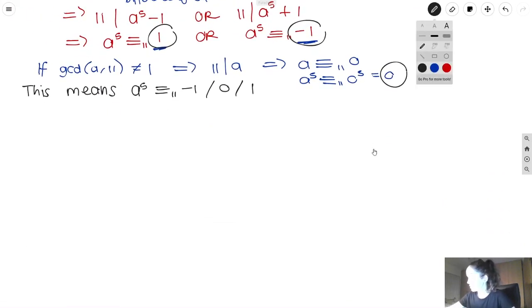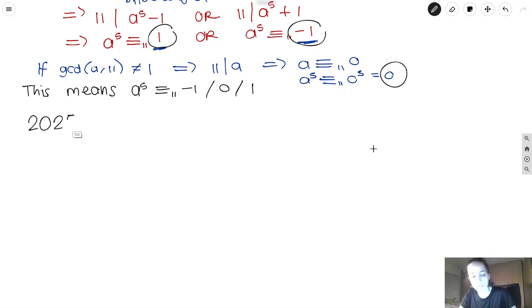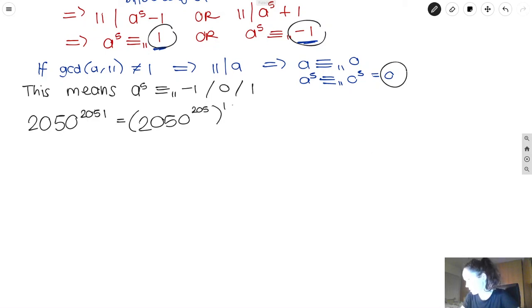So let's look at the original number again. They asked for 2050 to the power of 2051, which is equal to 2050 to the power of 205 times 10, times 2050. So just using basic exponent rules, 205 times 10 plus 1 is going to equal 2051.